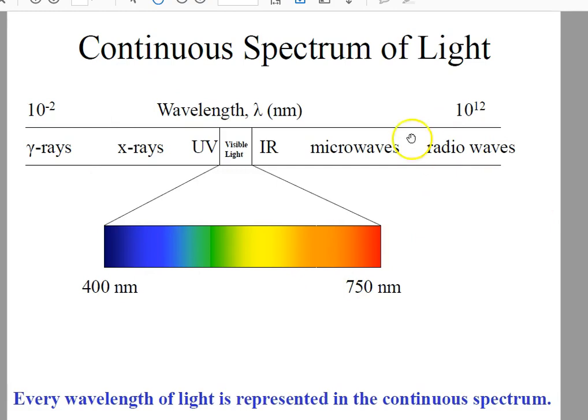So don't worry necessarily about memorizing the order of these. Just know, how do we get these different types of quote-unquote light? Well, we change the frequency or change the wavelength. And remember, frequency and wavelength are related. So if the wavelength gets longer, like in radio waves, 10 to the 12th power is the wavelength there, those long wavelengths are going to have low frequencies.